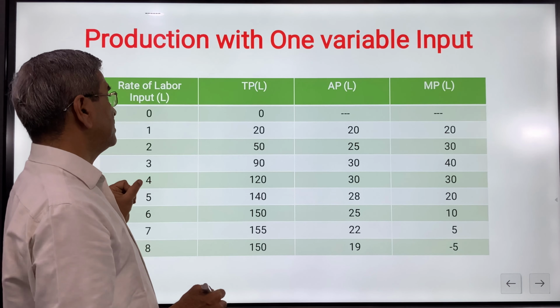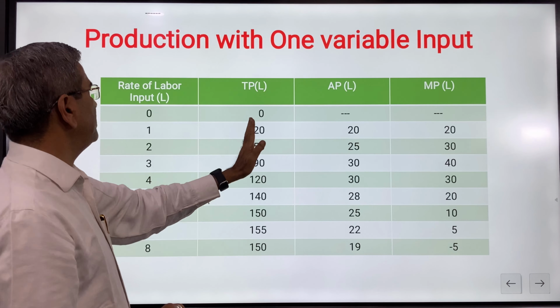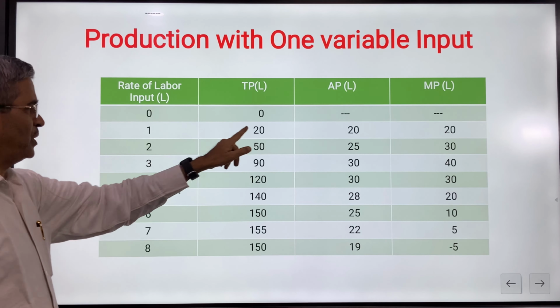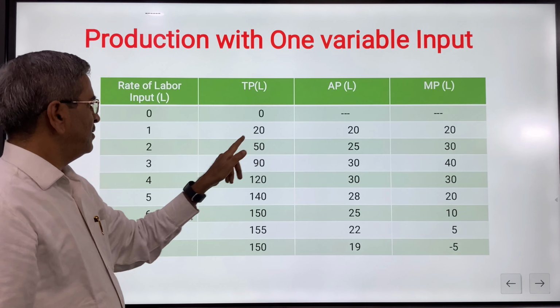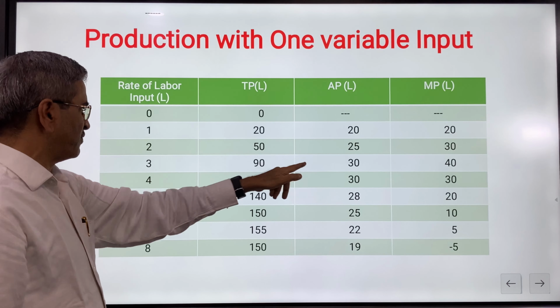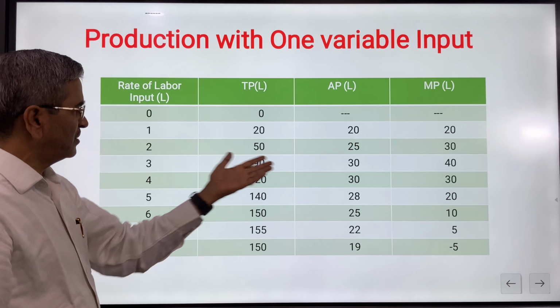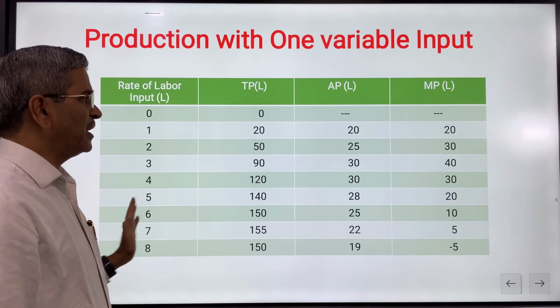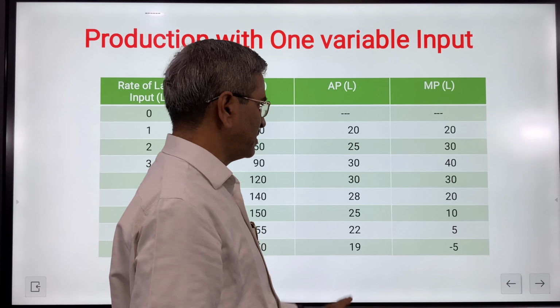Whereas average productivity is total productivity divided by number of units. 20 divided by 1 is 20. 50 divided by 2 is 25. 90 divided by 3 is 30. Like that we get the average value. This is the average productivity value.